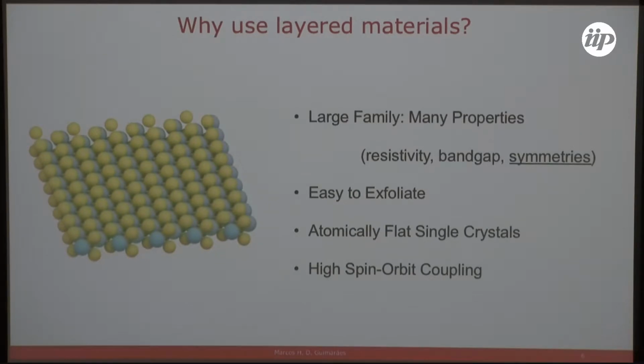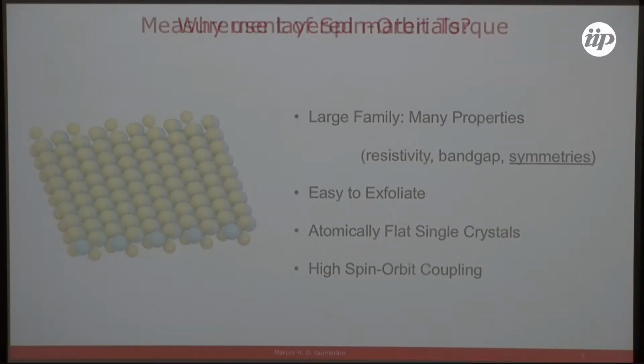So why do I want to use layered materials? Well, it's a very large family, so I can choose from many different properties: resistivity, band gap, and crystal symmetries. They're very easy to exfoliate, so I just go to the stationery store, buy a Scotch tape, and then I can exfoliate my crystals. They're atomically flat single crystals, and this is very important for what we do, because if we want to look at the impact of the symmetries on the spin-orbit torque, we want a single crystal. And they can show a very, very high spin-orbit coupling. So in principle, they should be very good to be used for spin-orbit torques.